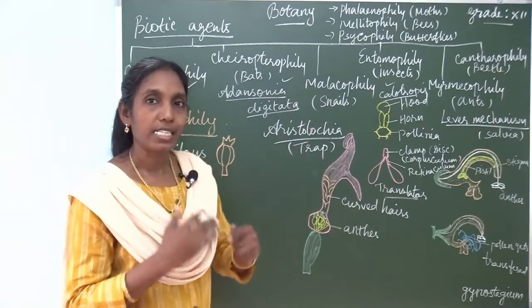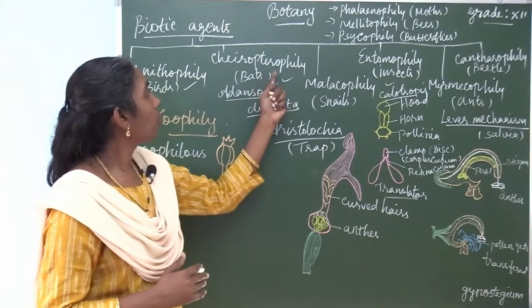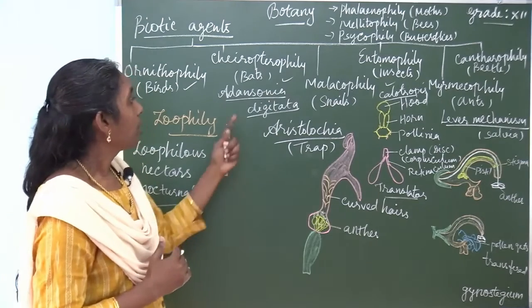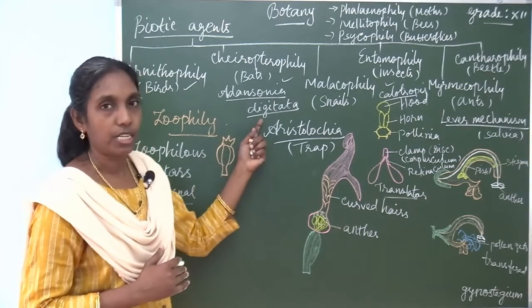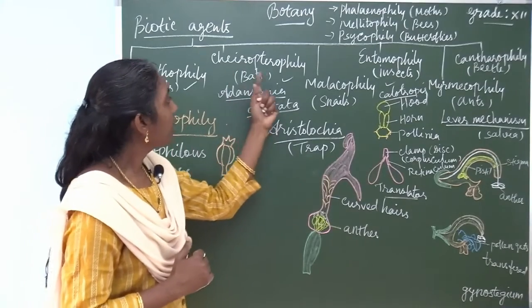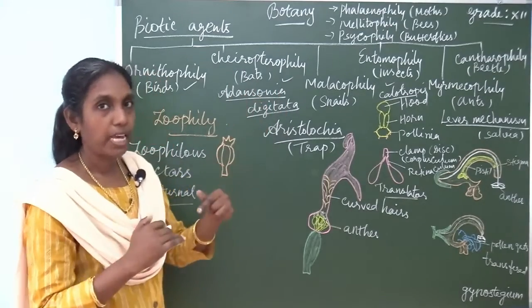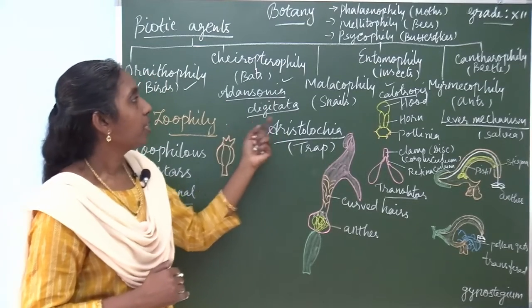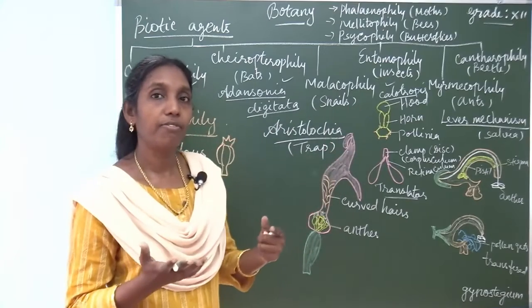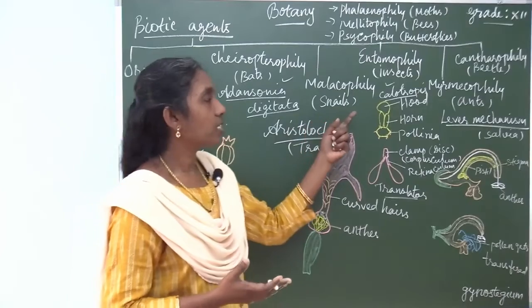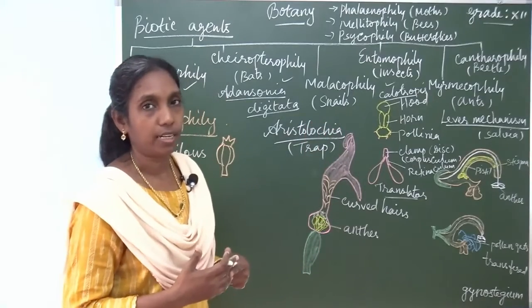The name of this classification is Chiropterophily. This is another example, Adansonia digitata. So first one, ornithophilous flower, by birds. Chiropterophily, by bats. Example, Adansonia digitata. Then Malacophily. Malacophily, the snails. In many aquatic plants, snails are used as pollinators.